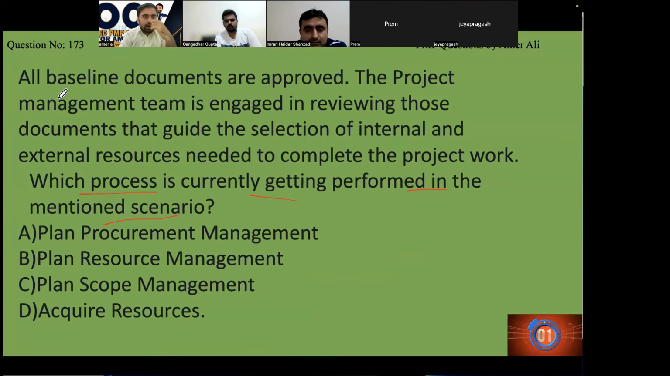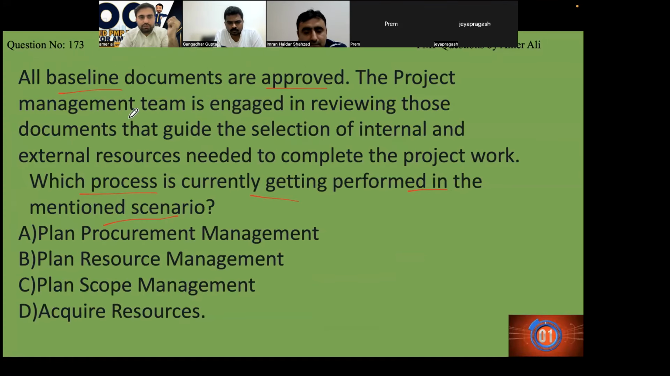Okay. All baselines are approved. The project team is engaged in reviewing those documents that guide the selection of internal and external resources needed to complete the project work. So which process is currently getting performed? The entire question talks about documents, but here we talk about the process. Plan procurement management, no. Plan resource management, okay. Plan scope management, no. Acquire resources, okay. So A, B and D look like the right answers.